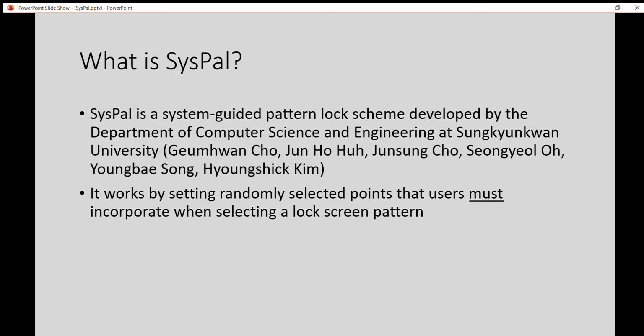SysPal is a system-guided pattern lock scheme developed by the Department of Computer Science and Engineering at Sungkyunkwan University. It works by setting randomly selected points that users are required to use when selecting a lock screen pattern. This is to say that essentially there are a number of points that are highlighted on that 3x3 grid that the users must incorporate, and that it is mandated that they do so. They do not need to start at any of the specific points, and they do not need to end at any of the points, but all the points that are listed must be incorporated into their passcode.